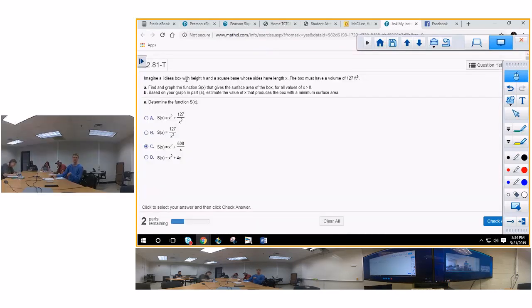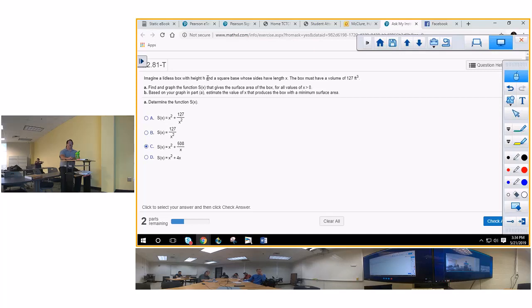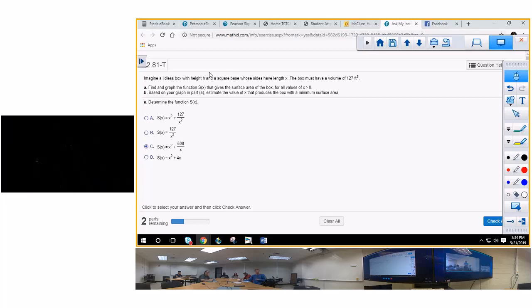Imagine a lidless box. Oh my Lord, I hate when they do this imagine stuff. A lidless box with height h and a square base whose blah blah blah blah blah the box must have.